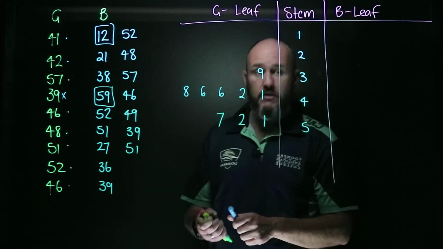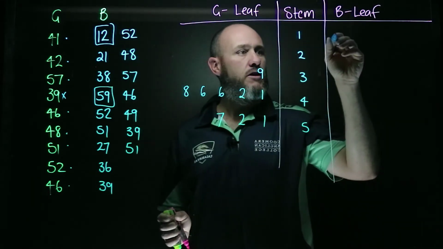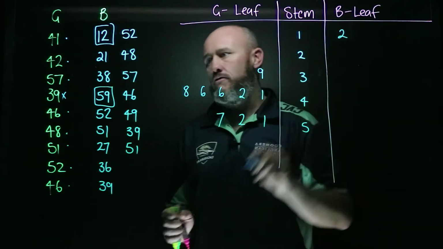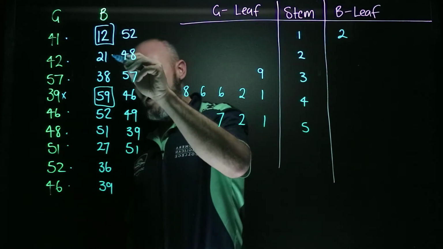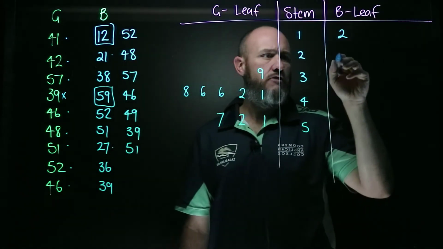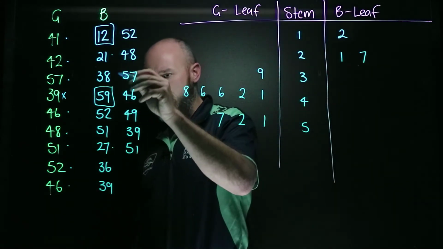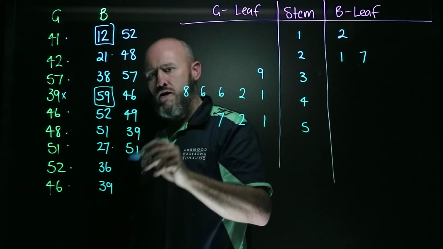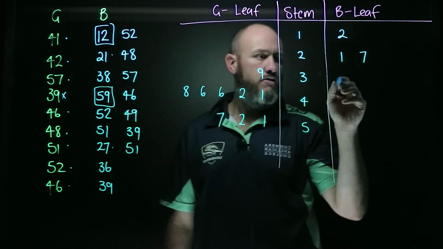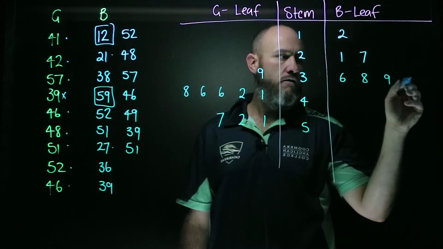Now for the boys, I'll keep it the same colour, it doesn't really matter. I've got a 12, but I've got no others in the teens here or in the ones. Now I've got a 20 there and a 20 there. So I've got 21 and 27, 1 and 7. And then I've got a 30, 8, 6, 9, 9. So 6, 8, 9, 9.